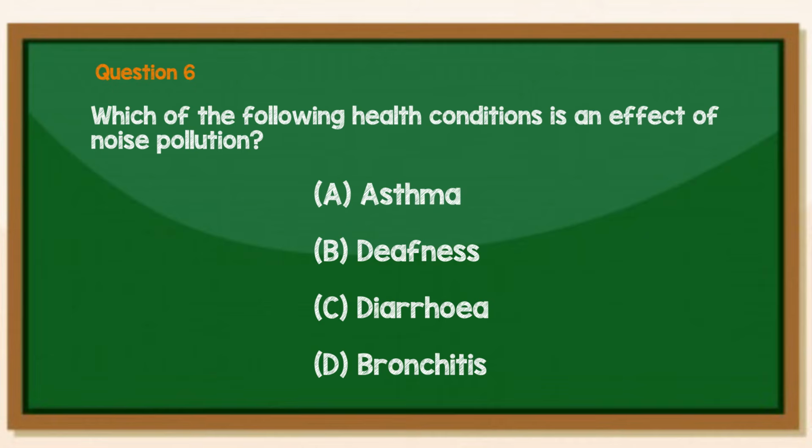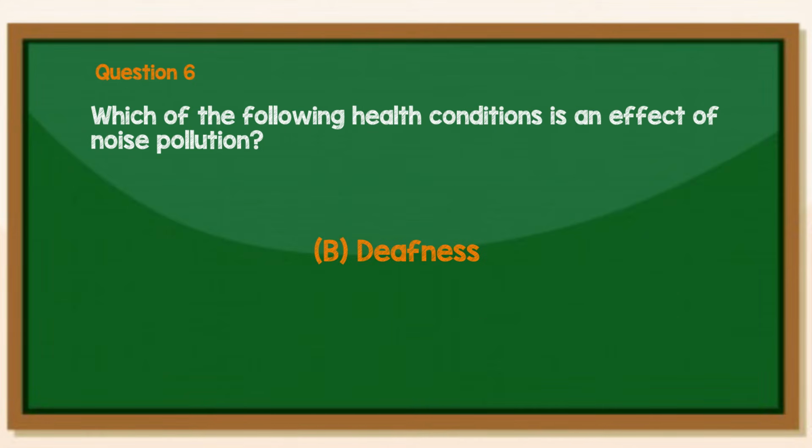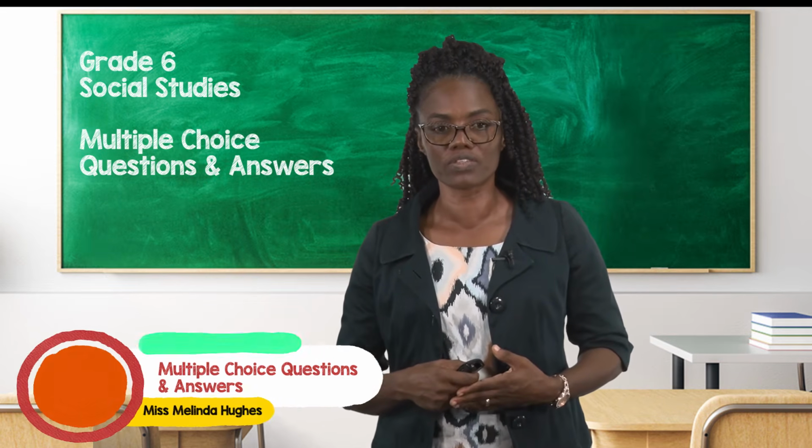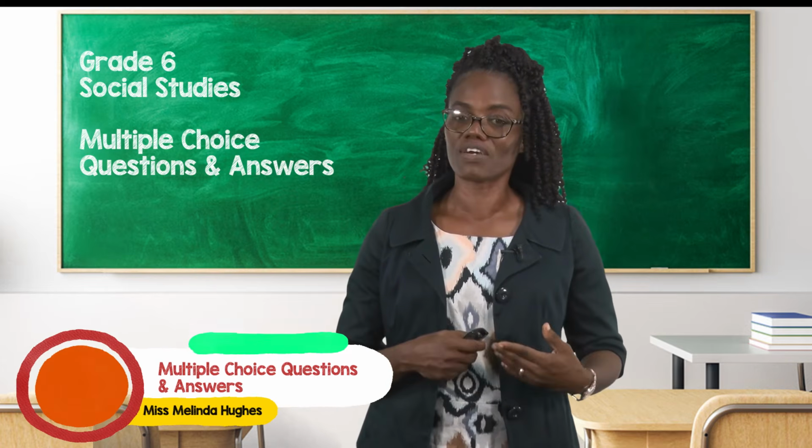Question 6. Which of the following health conditions is an effect of noise pollution? A, asthma. B, deafness. C, diarrhea. And D, bronchitis. The answer is B, deafness. Deafness is one of the health conditions that is related to noise pollution. Asthma, diarrhea, and bronchitis do not refer to noise pollution. Asthma and bronchitis are conditions that are affected by air pollution. Diarrhea is one that is affected by water pollution.